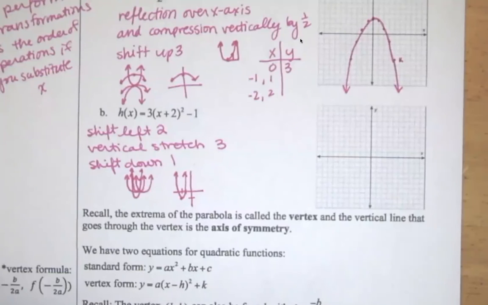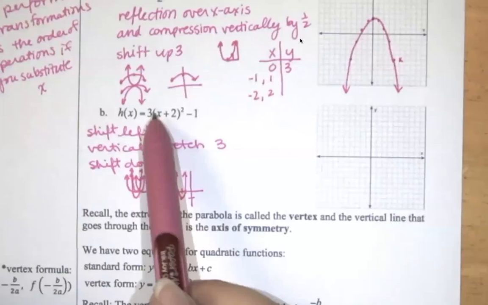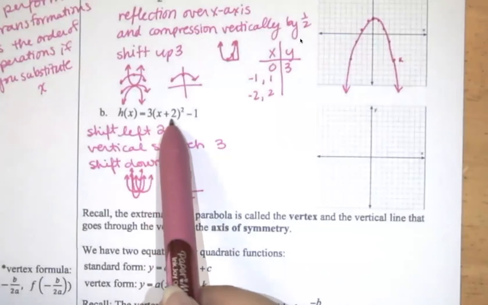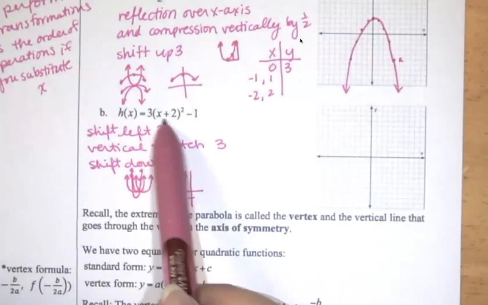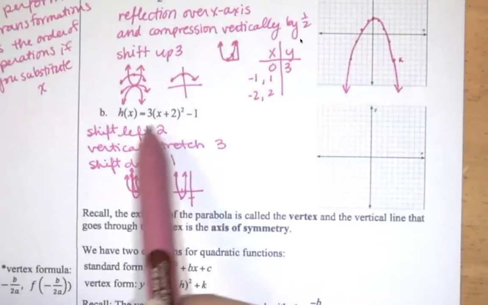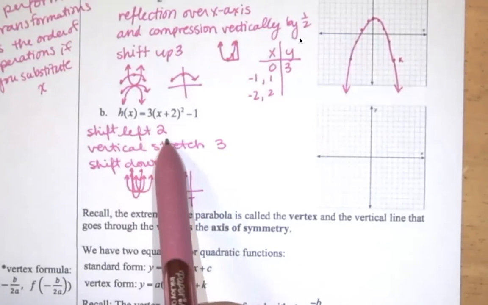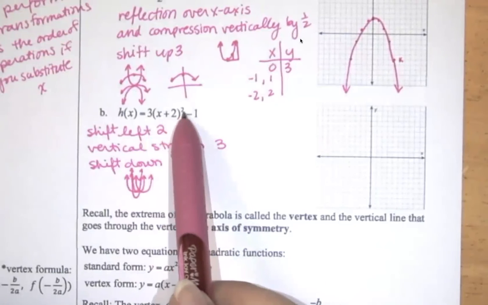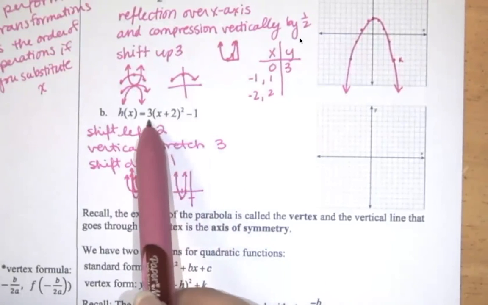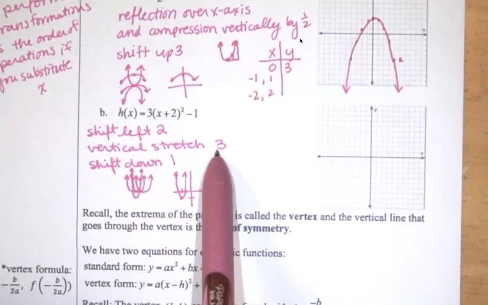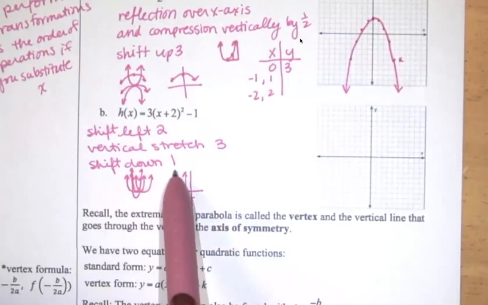So our transformations in order of operations, if I substitute into x, the first thing that happens is +2. It's grouped with x, so it shifts backwards. It shifts to the left by 2. Then I do the squared, so everything from here on out is a vertical transformation. Times 3 means a vertical stretch by 3. -1 is a shift down by 1.